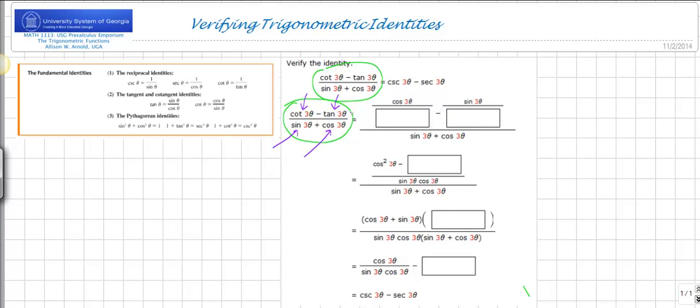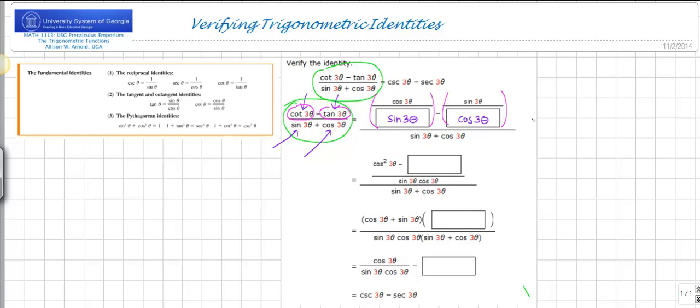Most notably, cotangent is cosine 3 theta divided by sine 3 theta, while tangent in the numerator is sine 3 theta divided by cosine 3 theta. So those are pretty natural substitutions for us from the identity list here and here. That takes care of this guy and this guy. Okay, where to go from here?